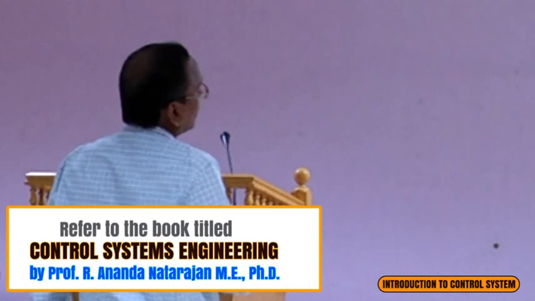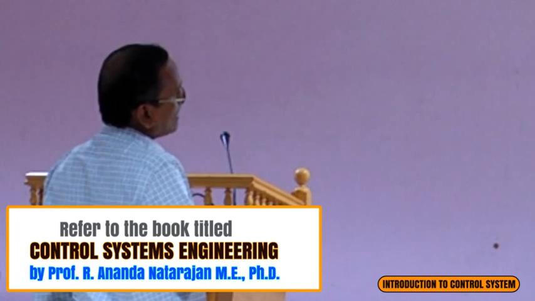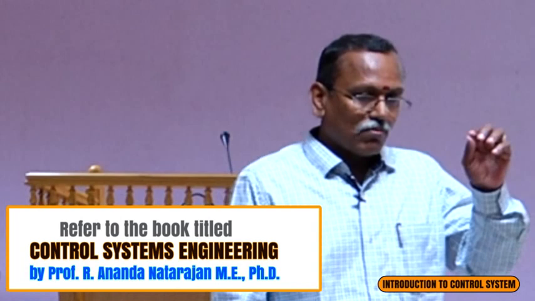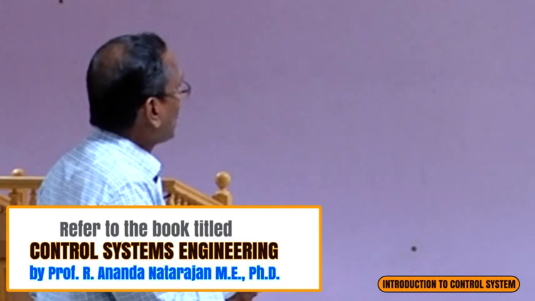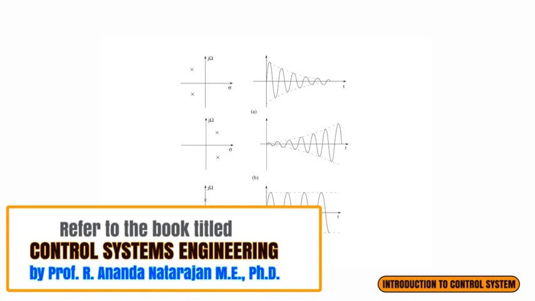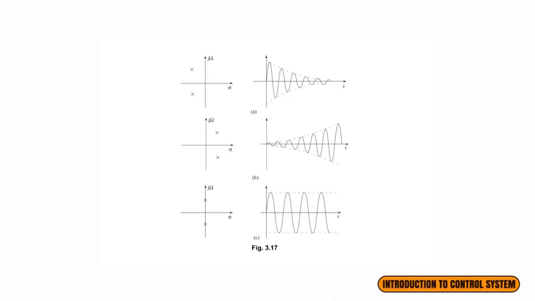In the S plane, the x axis is the real axis and the y axis is the imaginary axis. Any poles having a complex nature are not on the real axis; they will be either in the upper half plane or in the bottom half plane, if they are complex roots. Here the poles are in the left hand side of the S plane. That's why the system gives a stable response.